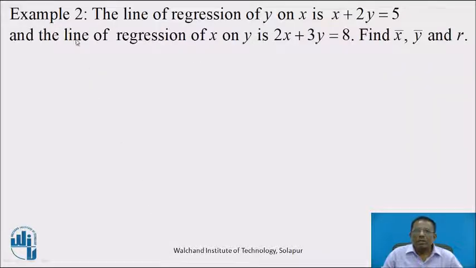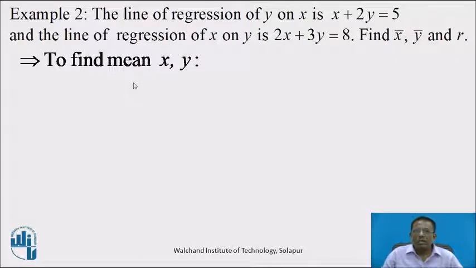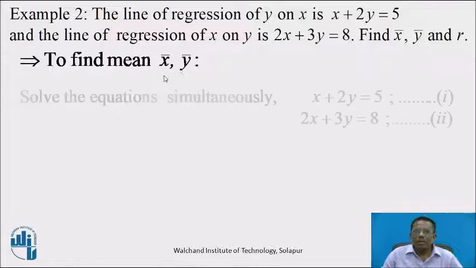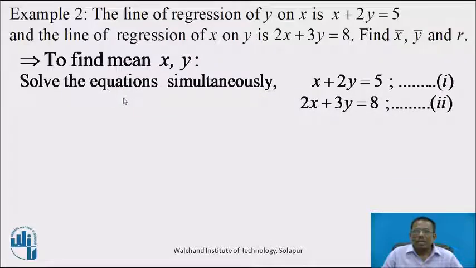Now, example 2. The line of regression of y on x is x plus 2y equal to 5 and the line of regression of x on y is 2x plus 3y equal to 8. Then find x bar, y bar and r. Solution. To find mean x bar and y bar, as we know, we have to solve the given line of regression equations simultaneously. Here x plus 2y equal to 5 is equation 1, 2x plus 3y equal to 8 is equation number 2.